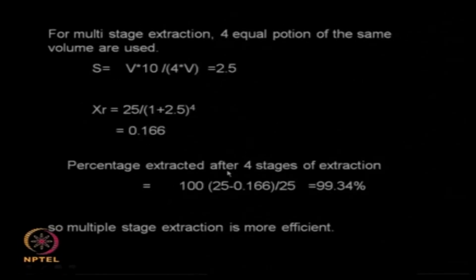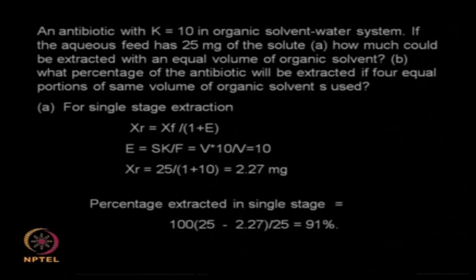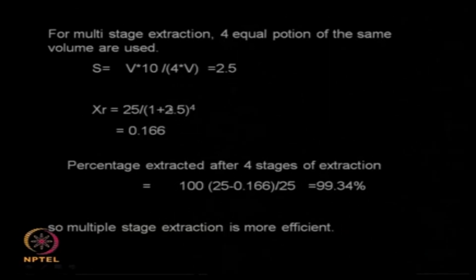The equation will become XR is equal to XF divided by 1 plus E raised to the power n, where n is equal to 4, correct. Now again we can calculate your extraction efficiency. E is given by 2.5 because you have now the quantity of the solvent divided by 4. So instead of E being 10 in the previous case, now E has become 2.5, correct.